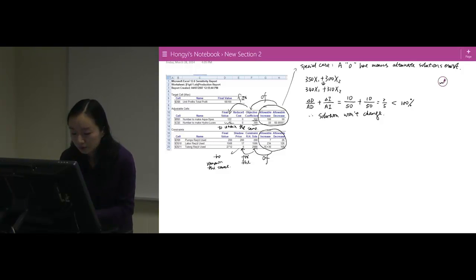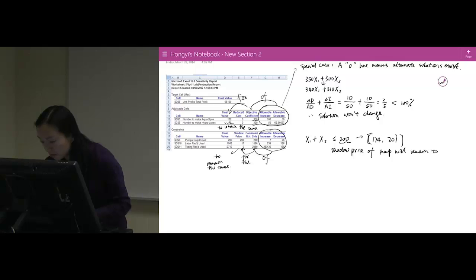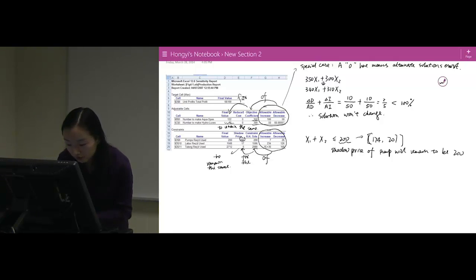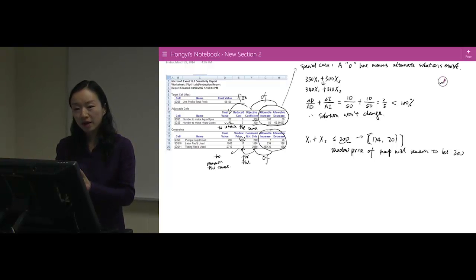For example, we have the pump constraint, x1 plus x2 less than or equal to 200. That's the first constraint here. And this right-hand side can change from 174 to 207. It can go within this range, and the shadow price of the pump will remain to be 200, which is this value here. So the shadow price of the pump will remain 200 only when the right-hand side changes within this range. In other words, if the right-hand side changes outside of this range, then we don't know what the shadow price is, and we won't know what the impact on the objective function value is.